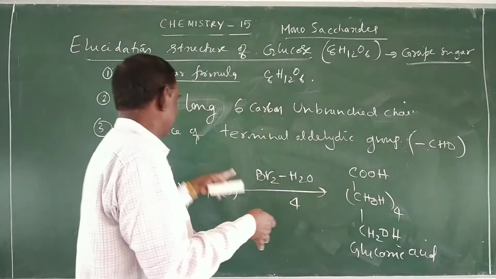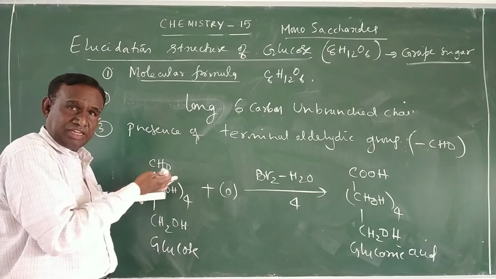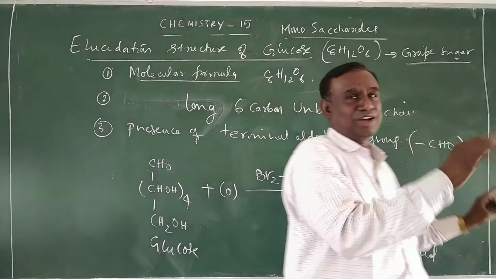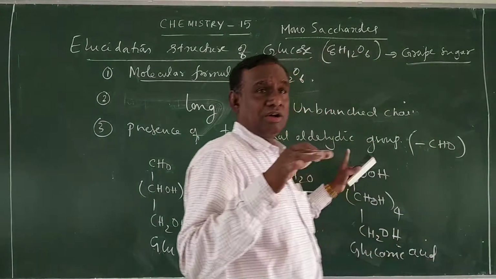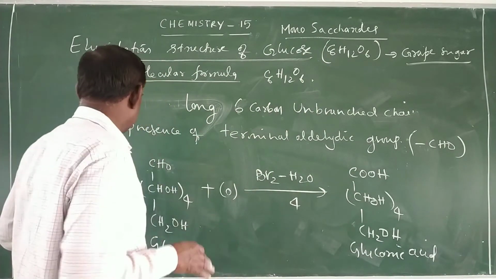So this indicates that glucose contains a terminal, meaning end, aldehyde group, which undergoes oxidation to carboxylic acid. This reaction indicates that glucose contains which group? Aldehyde group. Okay, so that is the third one.